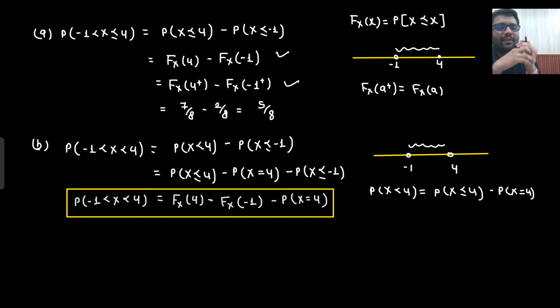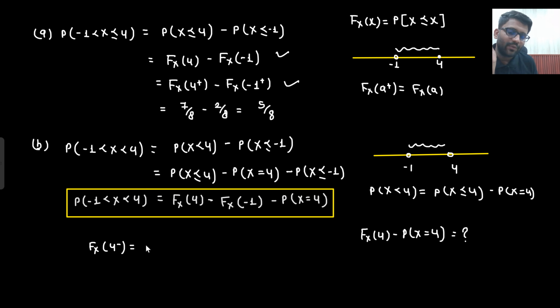Okay, but we will write down another point. We will see it in another manner. What we will do, let's talk about this particular thing, Fx of 4 minus probability of x equals to 4. What this can be equals to. If I ask you, find me Fx of 4 minus, what you will do? Probability of random variable x taking values lesser than equals to 4 minus. What is the meaning of 4 minus? Just before 4.